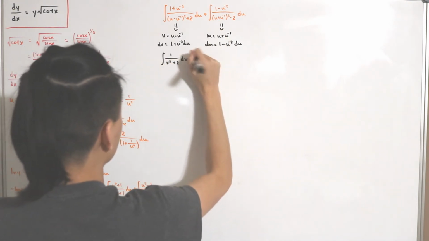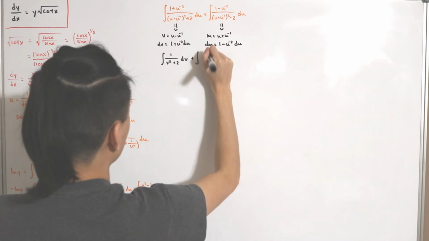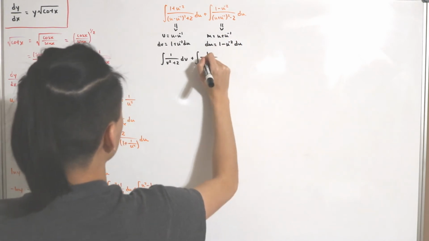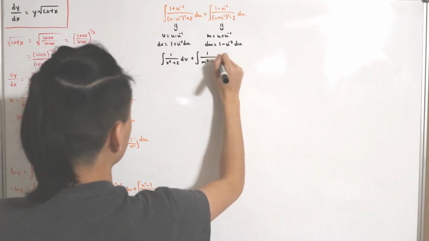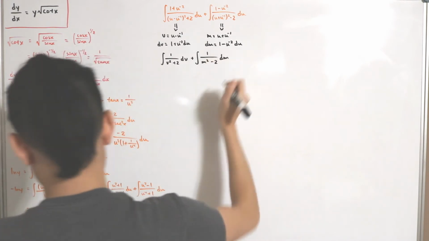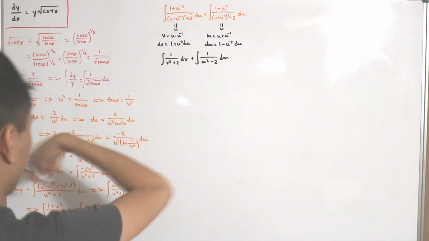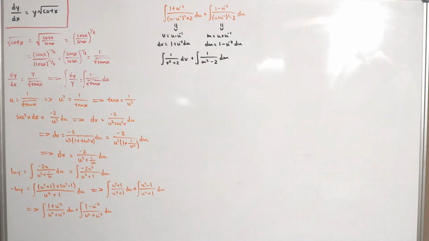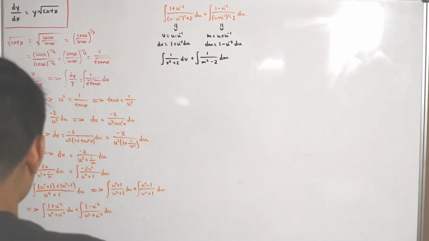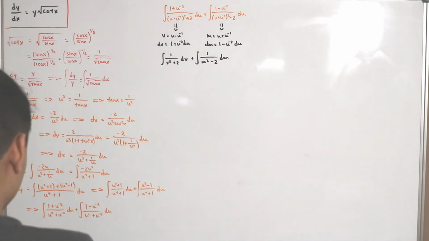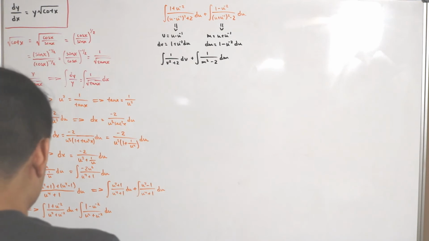And then over here, plus with the new integral, 1 divided by m squared minus 2 dm. And then for now, so far, that's still set equal to -ln of y, but let's not worry about that for now. We already solved that left-hand side. We just want to solve the right-hand side.